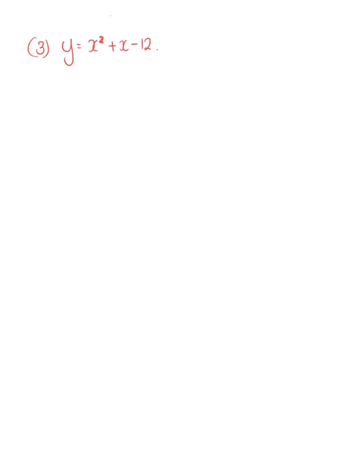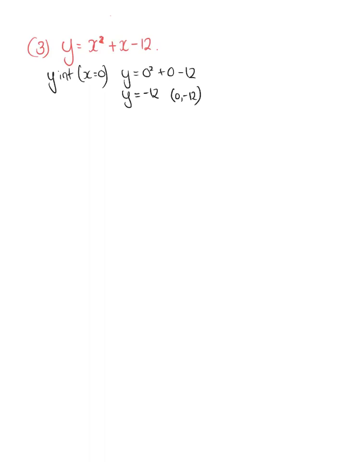Okay, this example is a polynomial, so we're going to go through. First we're going to find the y-intercept. So the y-intercept is when x equals 0. So if we did that here, 0 squared plus 0 minus 12. So the y-intercept is negative 12. If I was writing the coordinates of that, I'd write 0, negative 12 as the coordinates of the y-intercept.